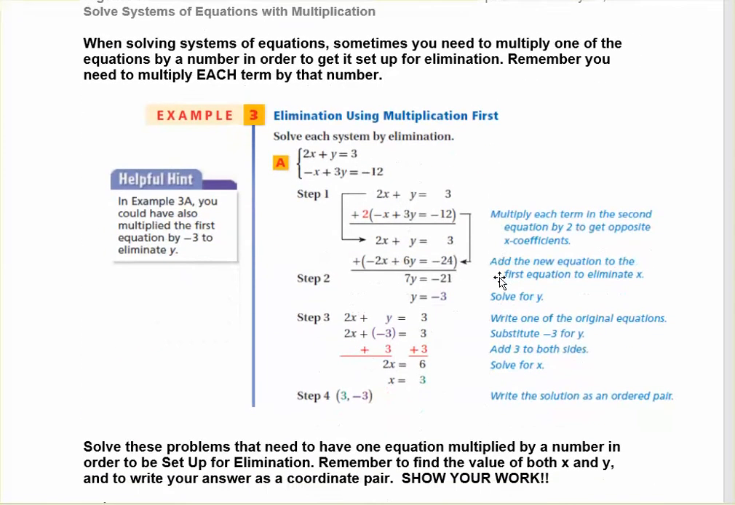All right, now we're going to look at how to do a whole problem so that you can finish and solve for your variables.